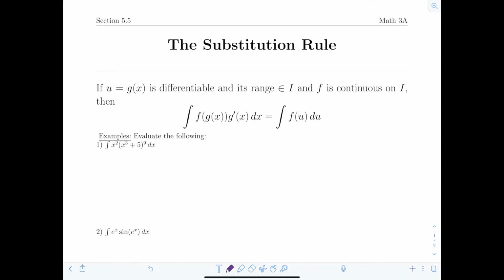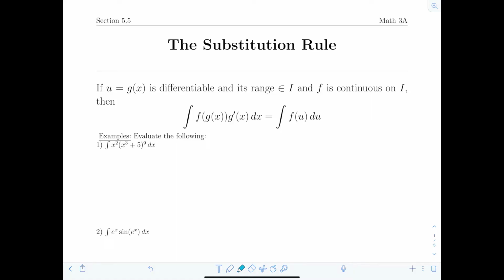This video is on the substitution rule, sometimes referred to as u-substitution for integration. So it states as follows. If u equals g of x is differentiable and its range belongs to an interval I and f is continuous on that interval, then the integral of f of g of x times g prime of x dx is equal to the integral of f of u du.